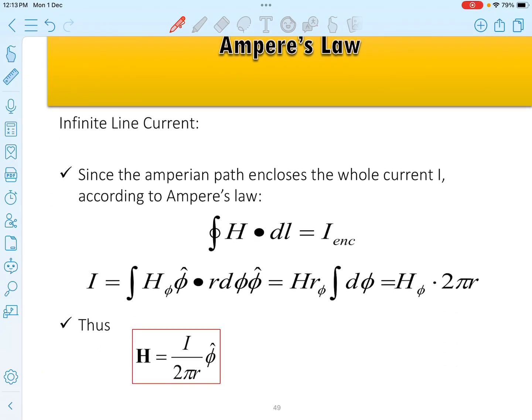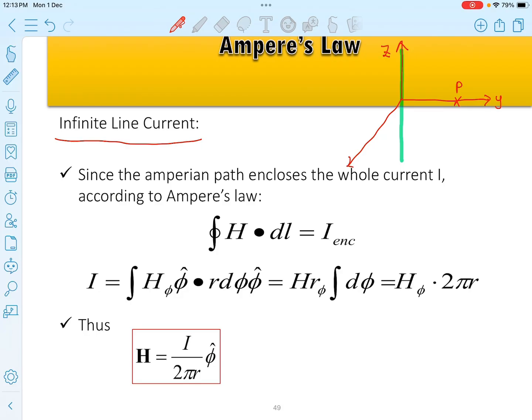So now let's use this Ampere's law to define the magnetic field equations for these infinite line currents. Let me draw a 3D diagram here. Now imagine you have current filaments over here, and you want to find out what is the magnetic field at this position P.